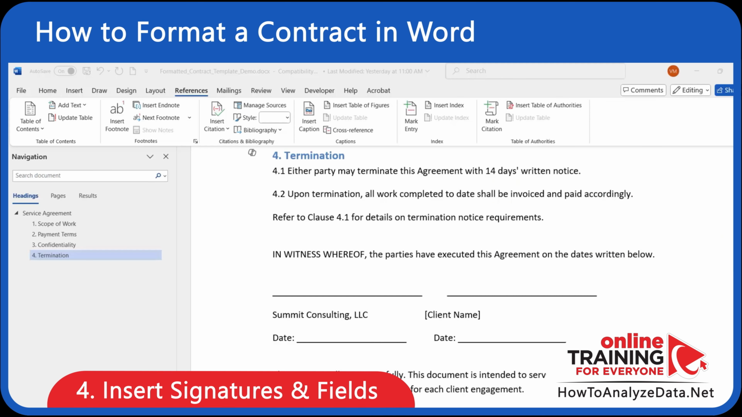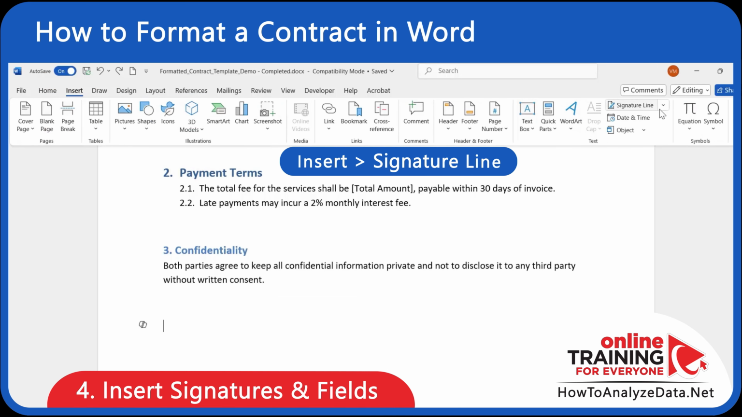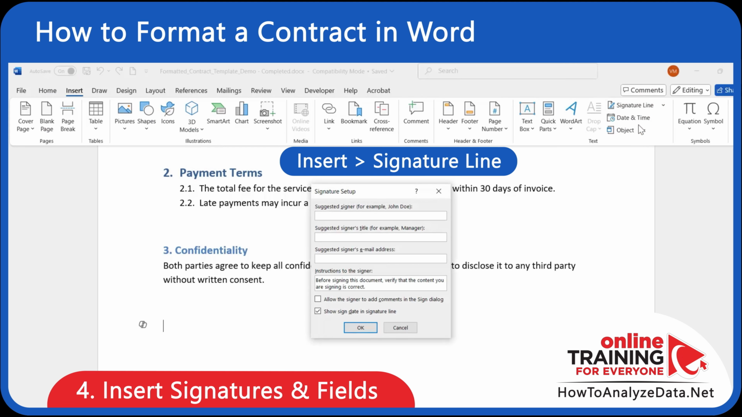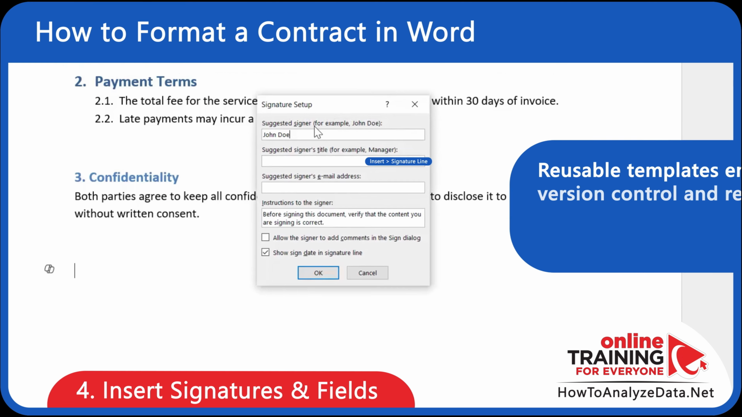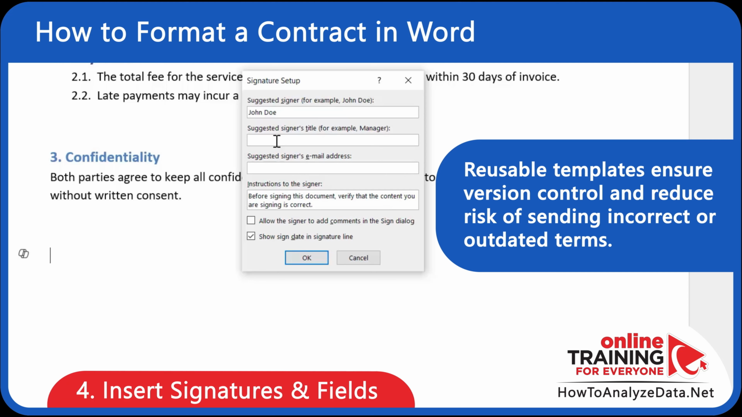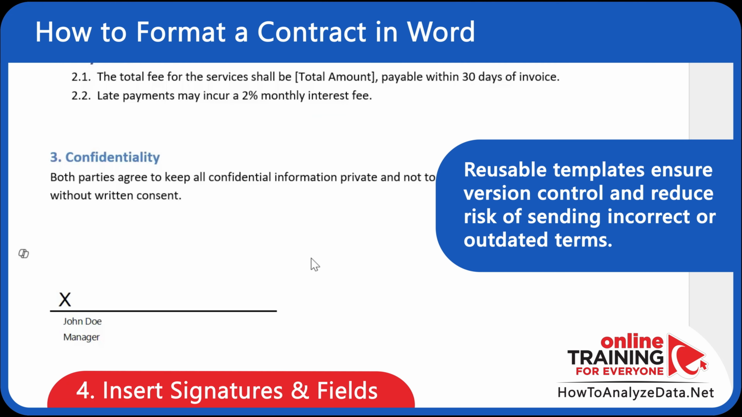Every contract ends with the signature. Use Word's Signature Line feature to insert a professional-looking area for signing. And for documents you plan to reuse, you can make parts of your contract editable with content controls.